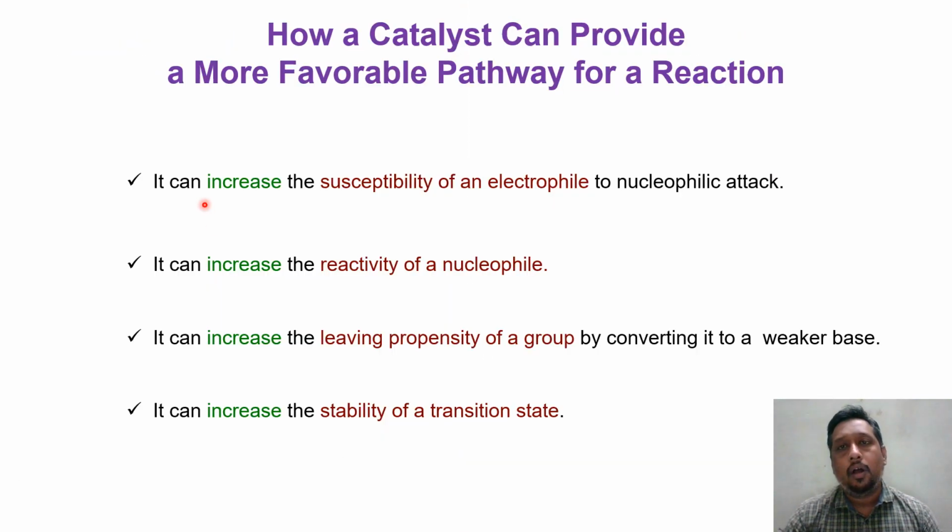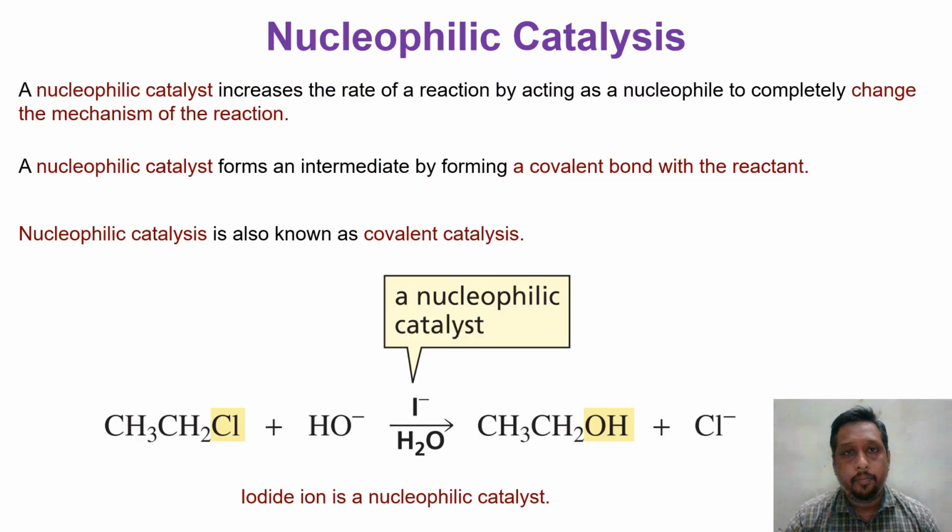So overall, a catalyst can provide a more favorable pathway for a reaction. It can increase the susceptibility of an electrophile to a nucleophilic attack. It can increase the reactivity of a nucleophile. It can increase the leaving group propensity by converting it to a weaker base. It can increase the stability of a transition state. Let us see each case with a specific example for better understanding.